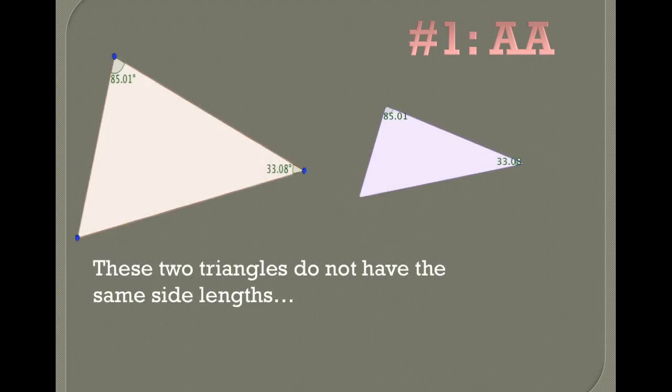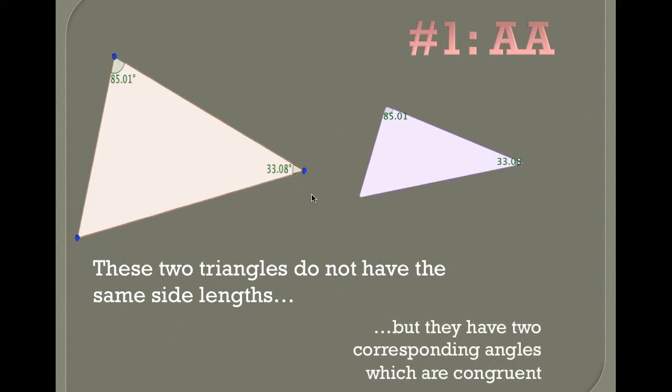Here are our two triangles again. These two triangles do not have the same side lengths. You can see they're kind of weird shaped. They're not the same size. However, they do have these two corresponding angles which are congruent, and because two corresponding angles are congruent, it makes them similar.